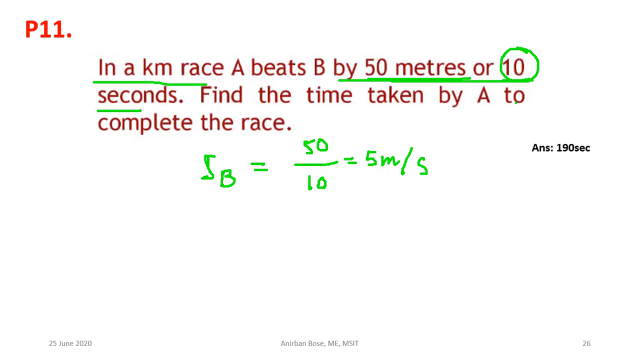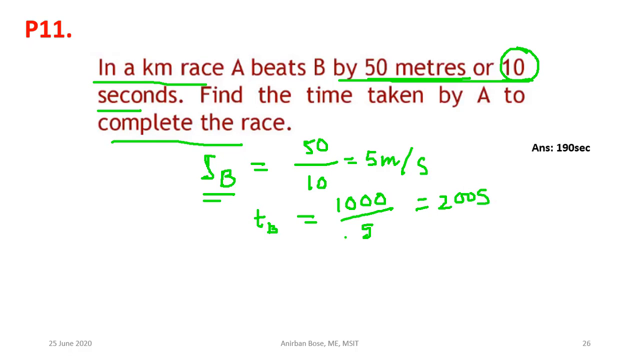Find the time taken by A to complete the race. So if you know the speed of B, definitely you can find out the total time taken by B. So total time taken by B is the total distance, that 1 kilometer race, that is 1000 meter divided by 5, so it is 200 seconds. If the time taken by B is 200 seconds, what will be the time taken by A? It will be 10 seconds less, so answer is 190 seconds. Clear?